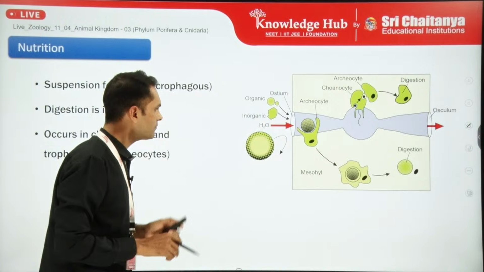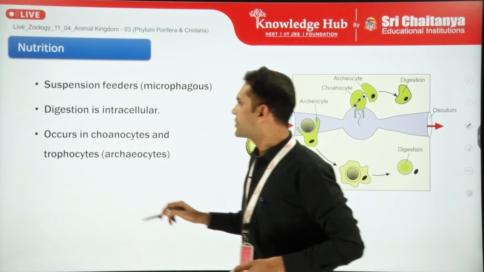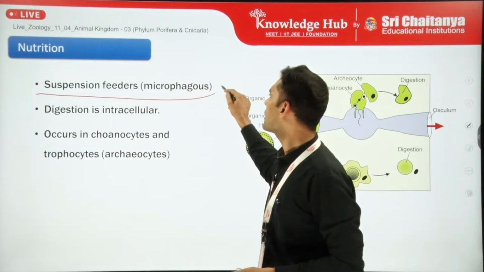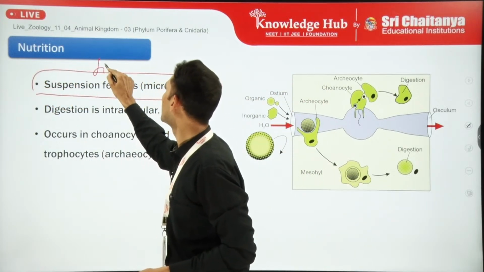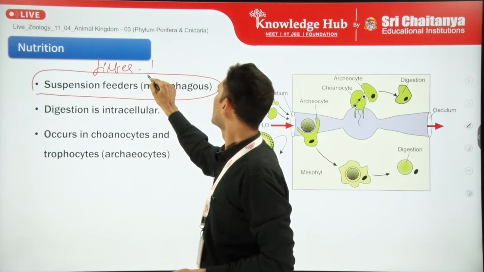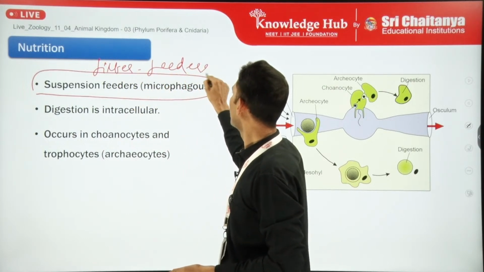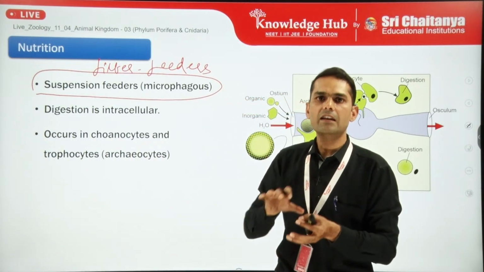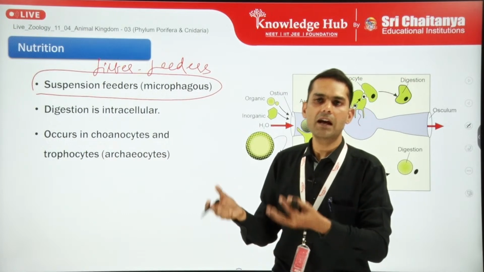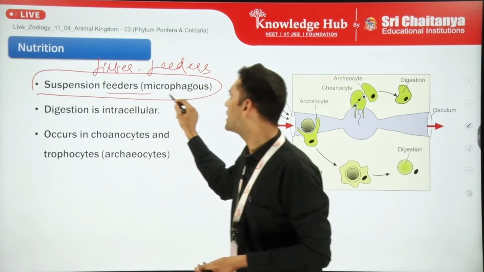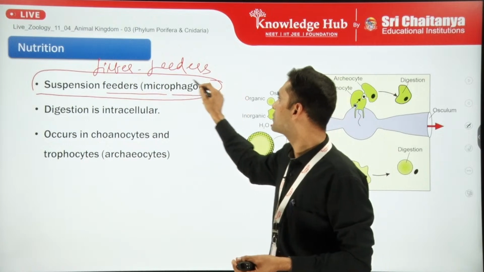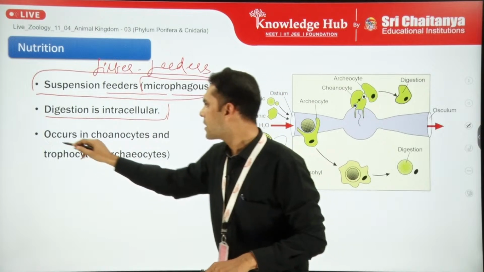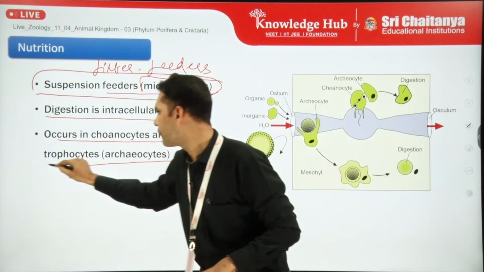Okay, now nutrition: holozoic mode of nutrition, needless to mention. They are commonly called filter feeders. Now what does filter feeder mean? Whatever food material is present in the water, they will separate it from the water and take it as nutrition. So suspension feeders or filter feeders are called microphagous. Digestion is totally intracellular and it occurs in choanocytes and trophocytes.